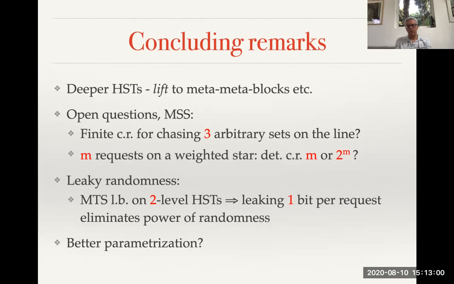Metrical task system bounds don't give anything because it's an infinite set of requests. But what happens if we only have 3 arbitrary sets that we're chasing? So they're fixed sets, but they could be arbitrary 3 sets. Can we prove any finite competitive ratio for the entire line? These sets, of course, could be infinite.